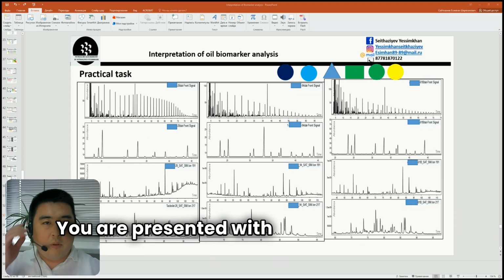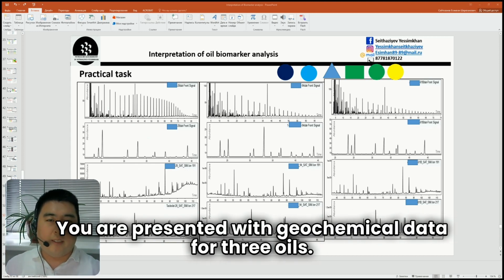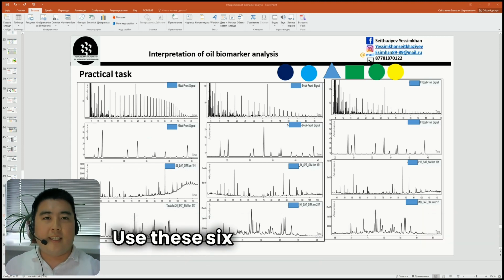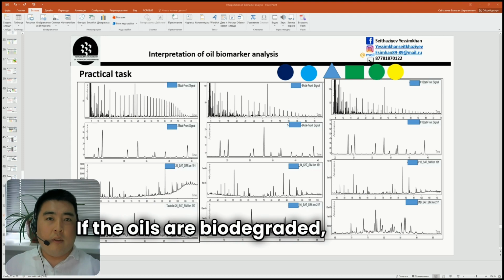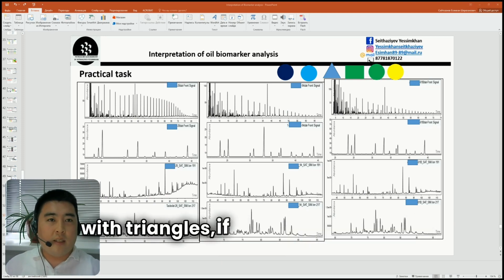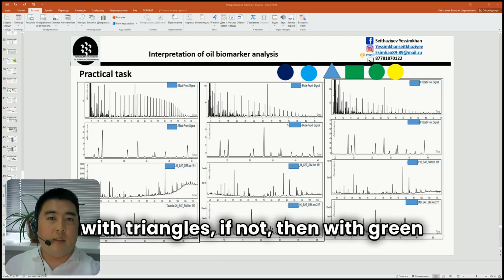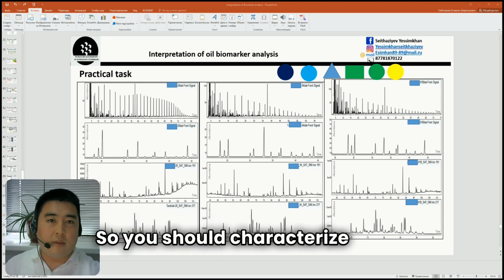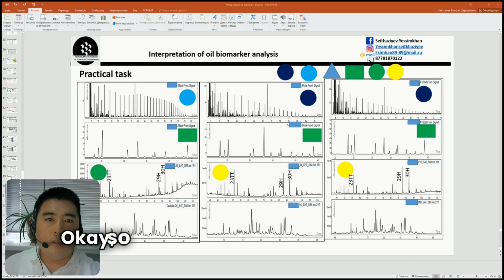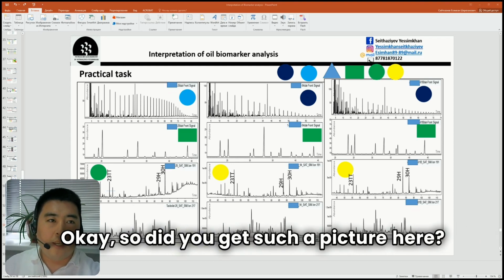You are presented with geochemical data for 3 oils. Use these 6 symbols that we showed you in the seminar. If the oils are biodegraded, then mark them with triangles. If not, then with green rectangles. So you should characterize them. Okay, so did you get such a picture here?